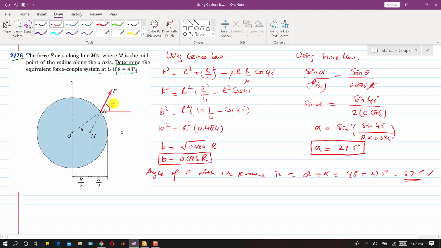So this is now 67.5 degrees, we know this, right? So what we will do is replace this force by a force couple system at point O. So I will draw another force which should be parallel to this force and have the same magnitude, right? So I will draw this force, and I will move this force to point O, right?